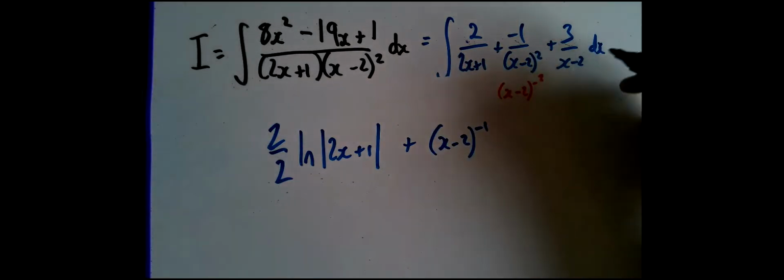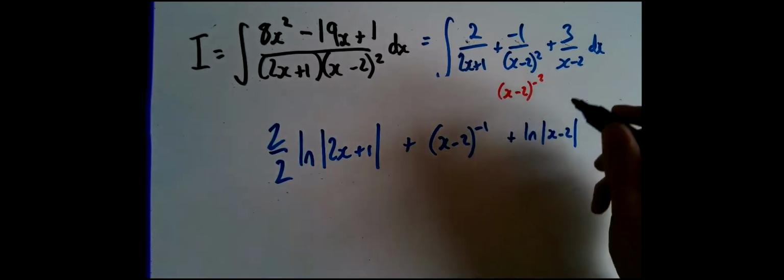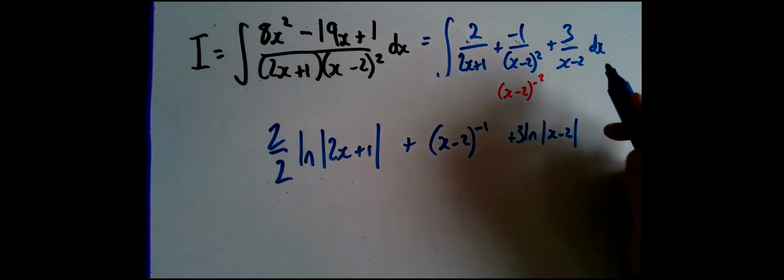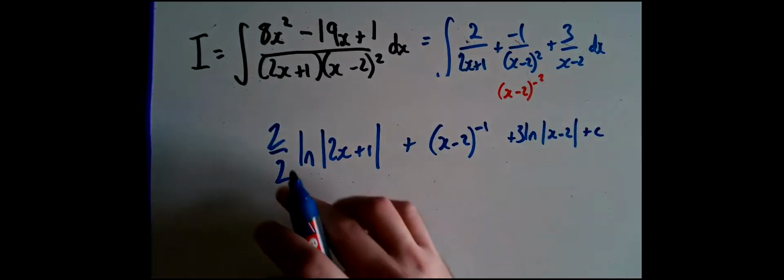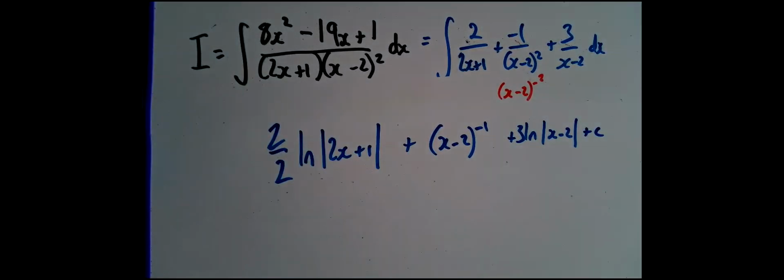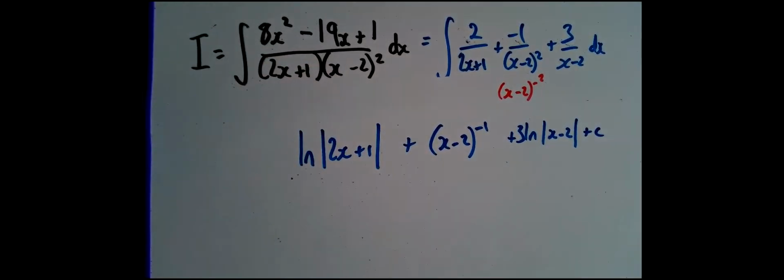And then the last one, ln x minus 2, but I want 3 at the front. Yeah, no fraction, just 3 for c. And then that can just be simplified, build it there to give me that.